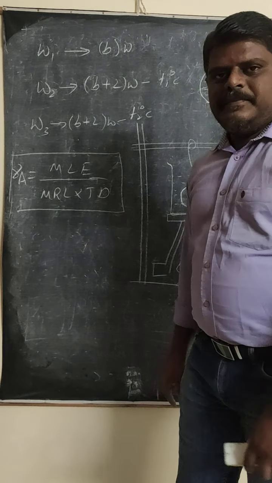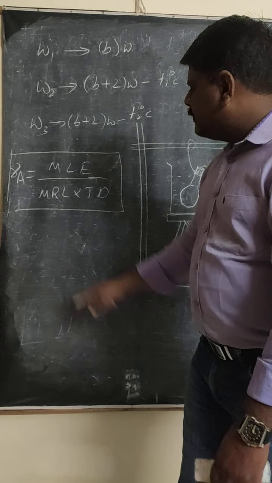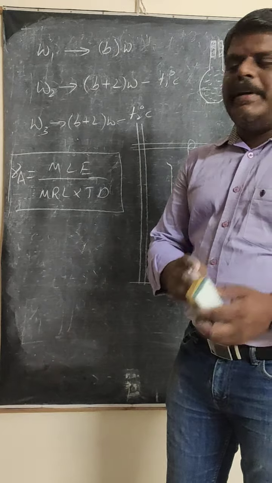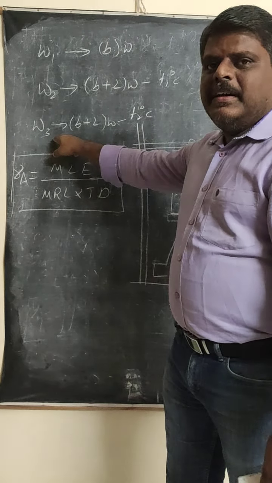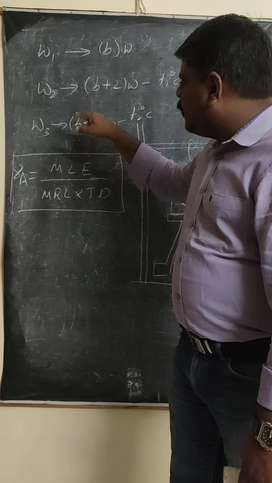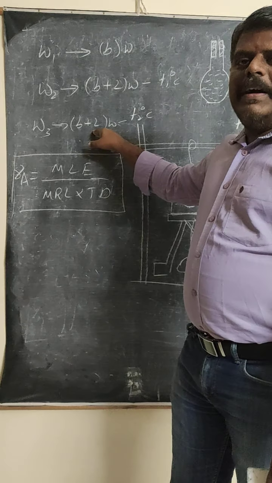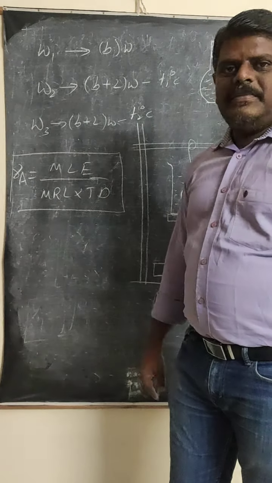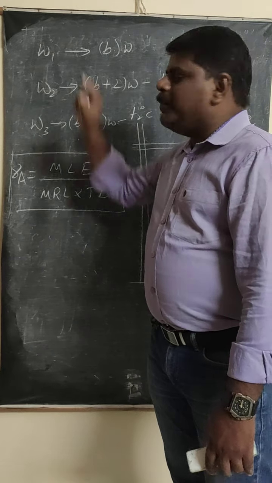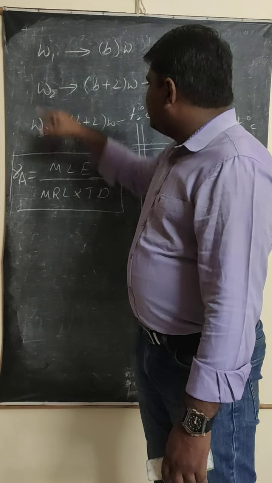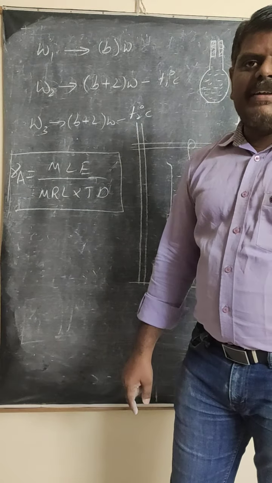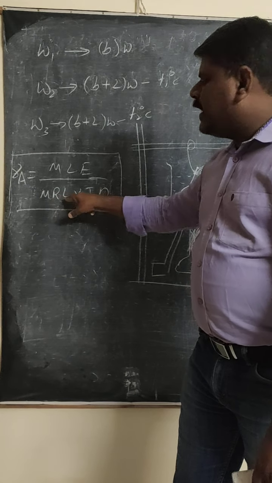Next, in the denominator, what is that? The mass of the remaining liquid. What is the mass of the remaining liquid? After heating up to T2 degrees Celsius, how much remained? That means W3. But you should not take W3 directly. Why? Because W3 contains the bottle weight plus the liquid weight, but we require only the liquid weight, not the bottle weight. Then how can you find the liquid weight only? W3 minus W1. If you do W3 minus W1, the bottle weight cancels, and you get only the liquid weight. In this way you get the mass of the remaining liquid.